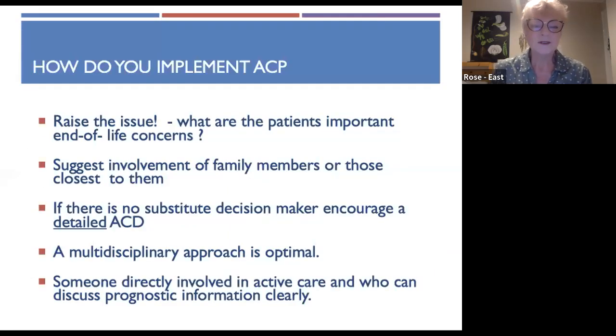So how to implement? You've got to raise it. We just have to start talking about it. It's so important. It's going to make everybody's life better. Start talking to the family about it. You can sometimes paint the picture of what can happen if there isn't an ACD in place, or if there aren't directives, or someone hasn't been nominated.